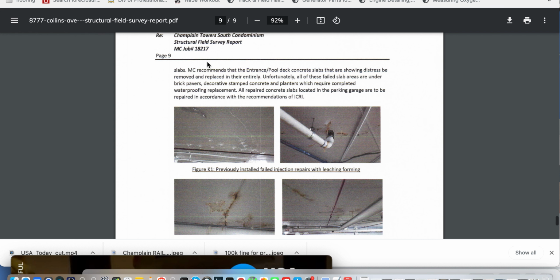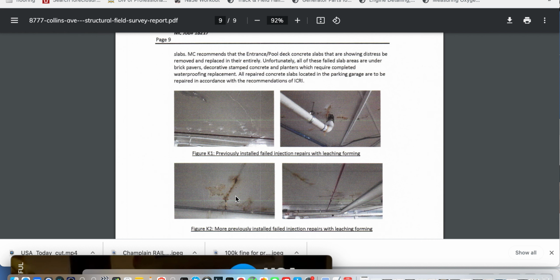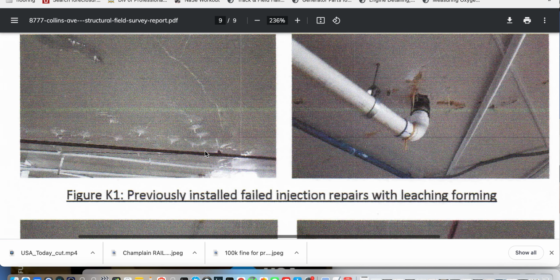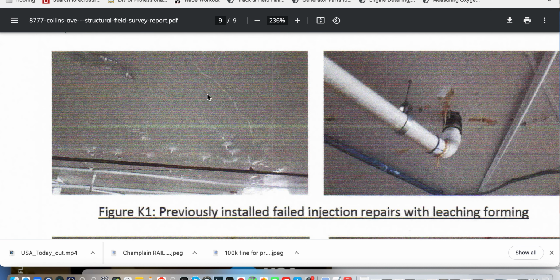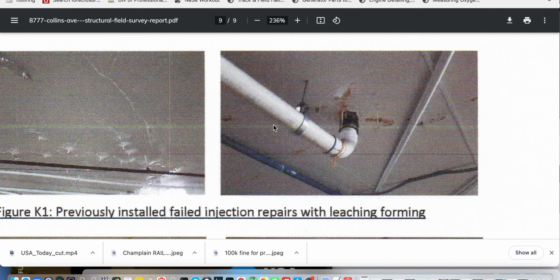This is 2018. He talks about these ports that are here too, that previous installed failed injection repairs with leaching. And I guess he's trying to describe these as failed ports or failed injection repairs. Well, this is efflorescence. But wait a minute, what is this? This looks like a green band. Wait a minute, it goes across one image to the other.